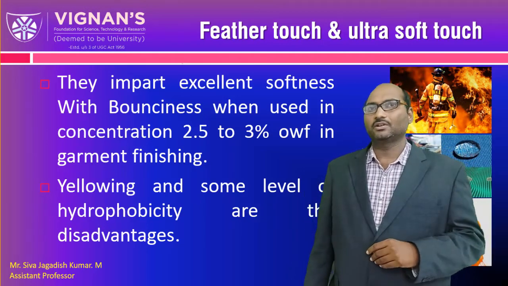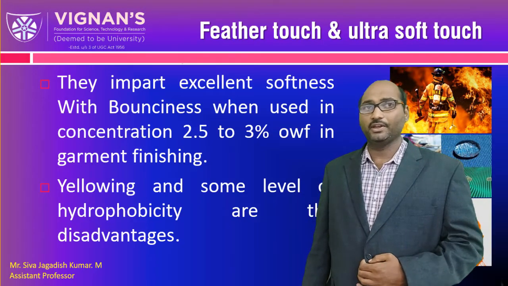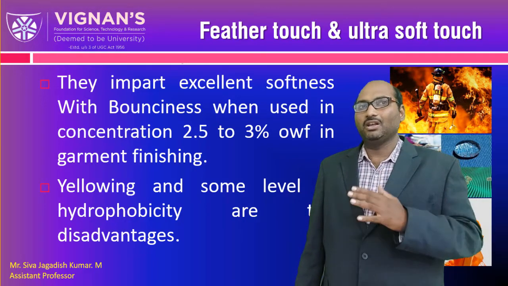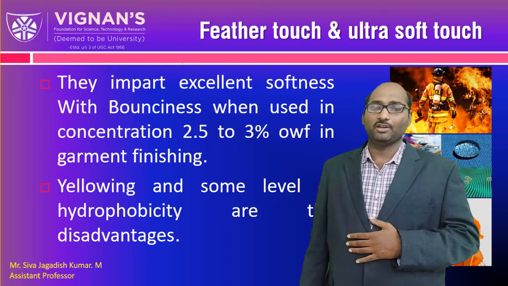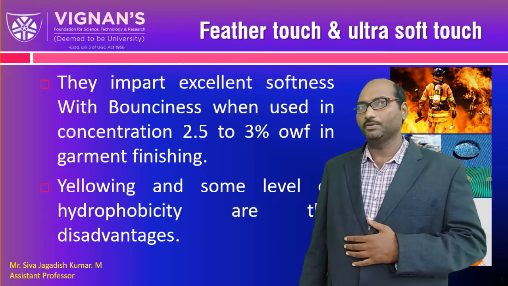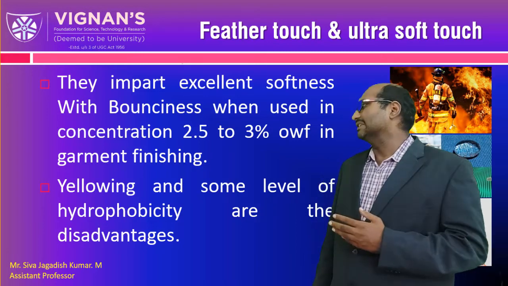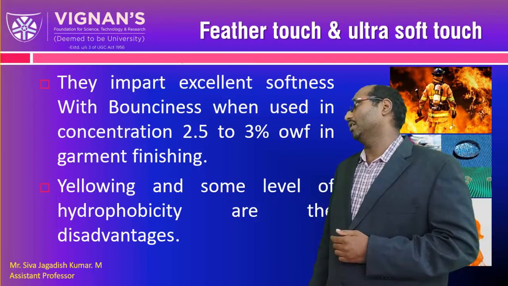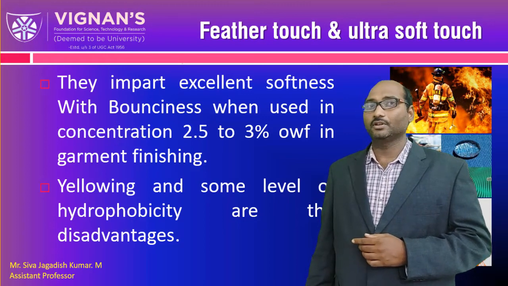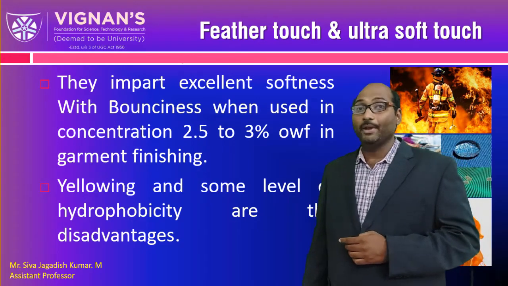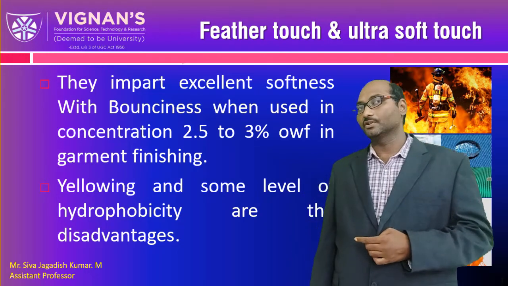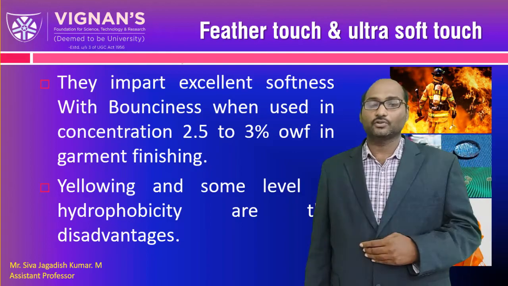Only a concentration of 2.5 to 3% on weight of garment is needed in finishing. But at some level, some yellowing can be created, and a slight hydrophobicity. This discoloration into yellowing and the hydrophobicity are the slight disadvantages of aminosilicone finishes. These are the softener finishes, the feather touch and ultra soft finishes.